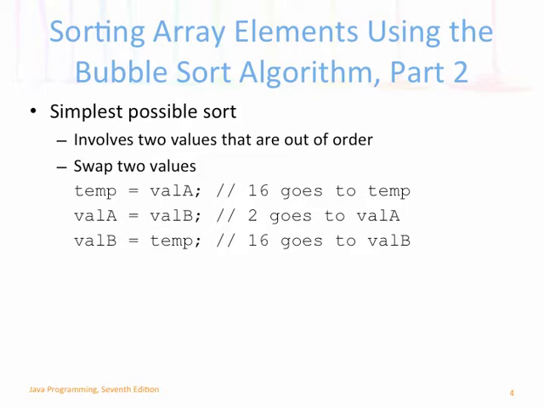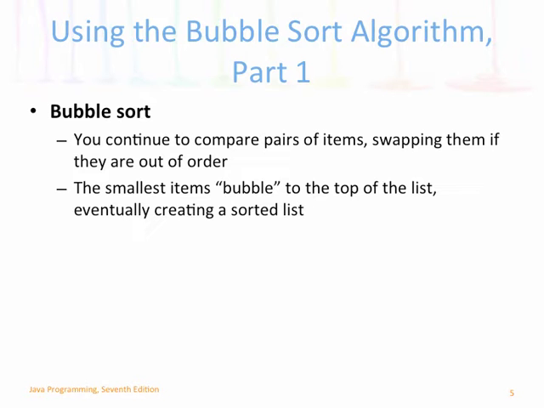These 3 lines of code are the simple swap routine that is required whenever you want to swap values. Assume 16 is in valA and 2 is in valB. If we want to swap them, we set some variable temp equal to valA, so 16 is going to get stored in temp. Then we take the 2 out of valB and stick it in valA, and then we take the 16 out of temp and put it in valB, and then we've just effectively swapped our 2 and our 16.